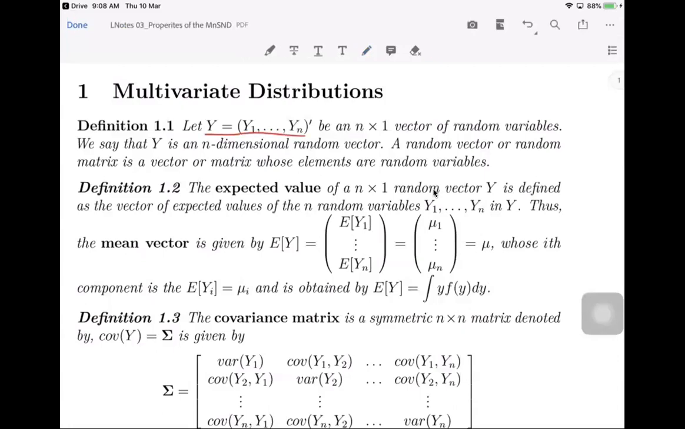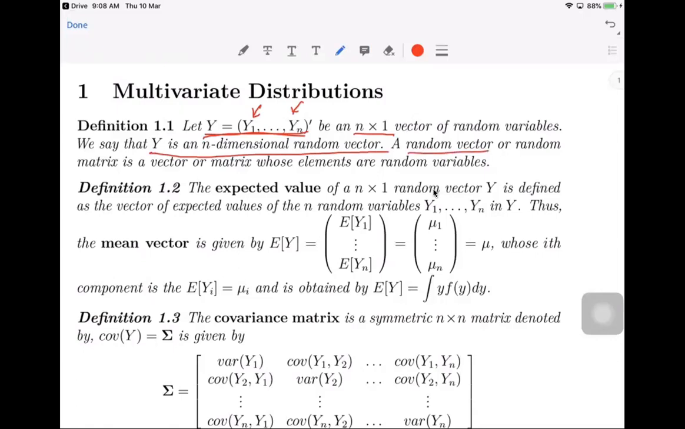First, we consider a random vector y, which is of dimension n by 1. Each of the yi's here will be random variables. That is why it is called an n-dimensional random vector. In general, it can be a random vector, or if we append random vectors, it becomes a random matrix, which is a vector or matrix whose elements are random variables.